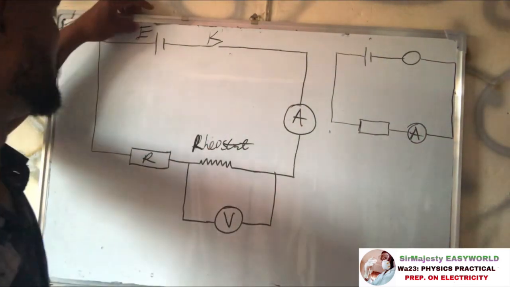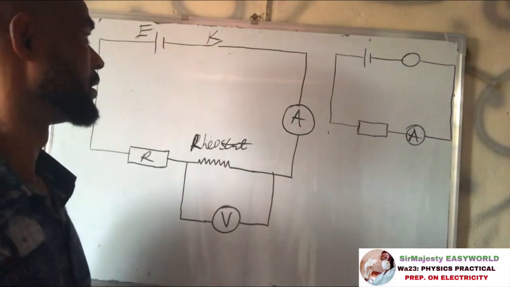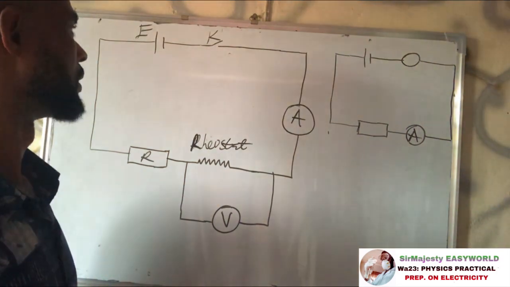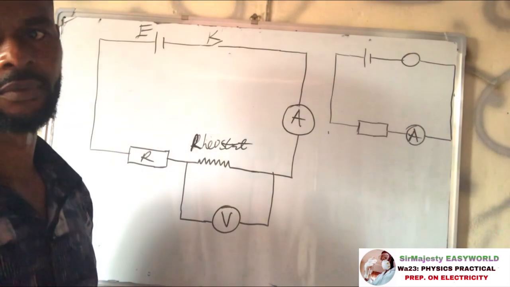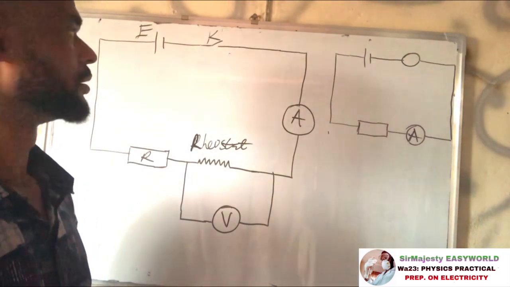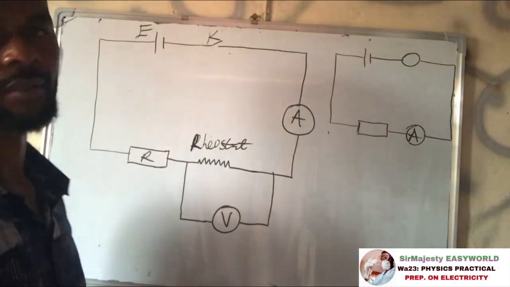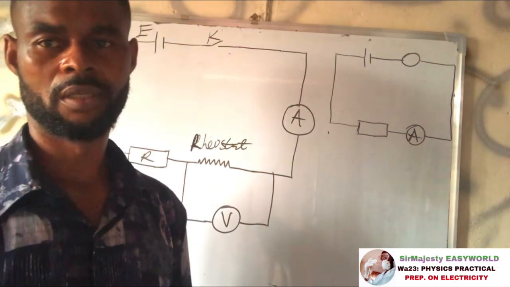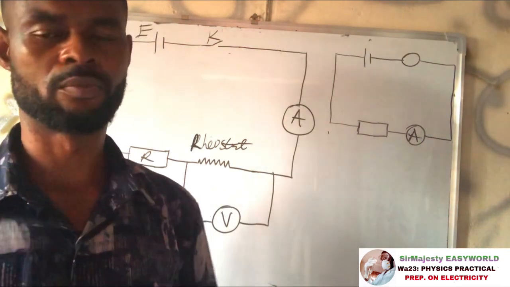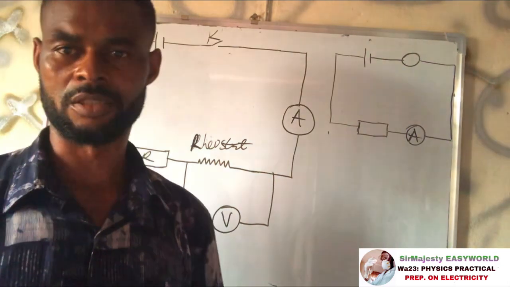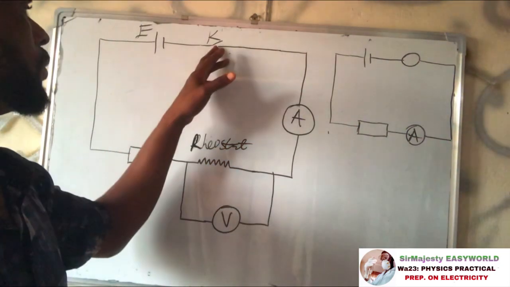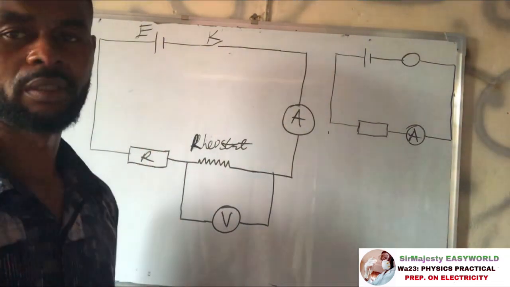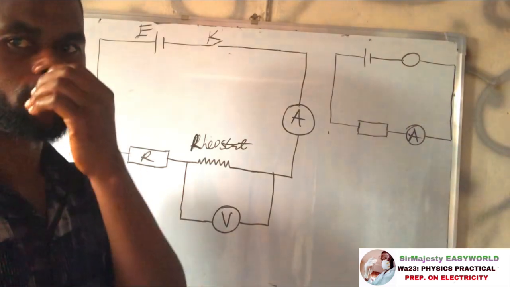You have E. This place where E is labeled is the source of power. That is where we have the EMF of the cell, of the circuit. This one is the key, that's the socket, like a plug, where you can fix in something to close the circuit. When this is closed, we say that the circuit is completed. But if it is open, no flow of energy, no flow of electricity.